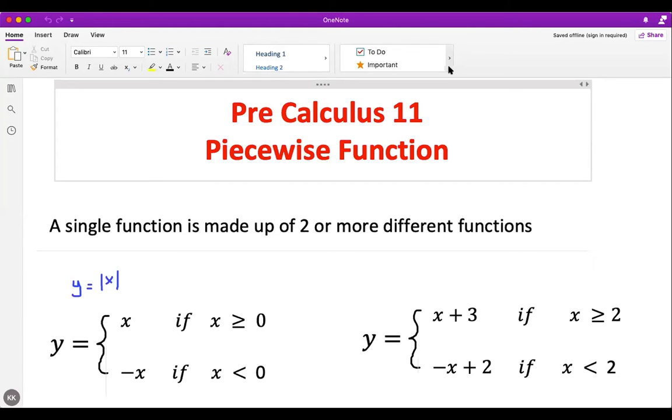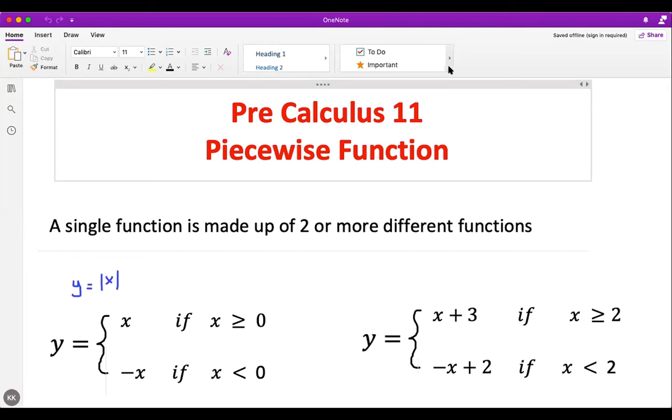So for this video, I will mention the piecewise function. You are not really required to learn this stuff in PreCalculus 11, but you are required to learn this in calculus courses. So I highly recommend you watch this video before proceeding to the next video.